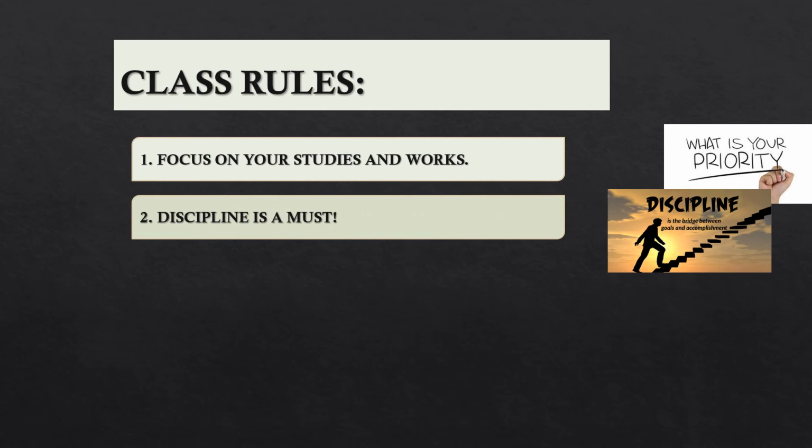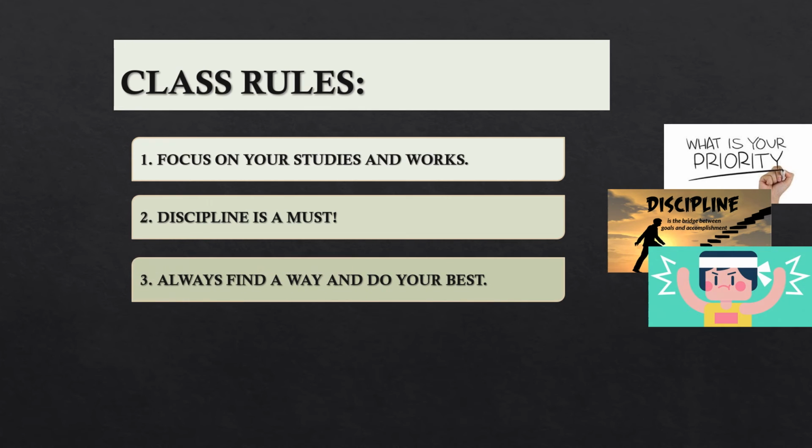Another rule is discipline is a must. We believe that discipline is the bridge between goals and accomplishment. Always remember, in life, character over excellence. Third rule is always find a way and do your best, especially on your requirements, not only in my subject, but also in the other subjects. For example, the submission of your PETAs or activity sheets must be on time. And this is also related to our rule number 2, discipline.